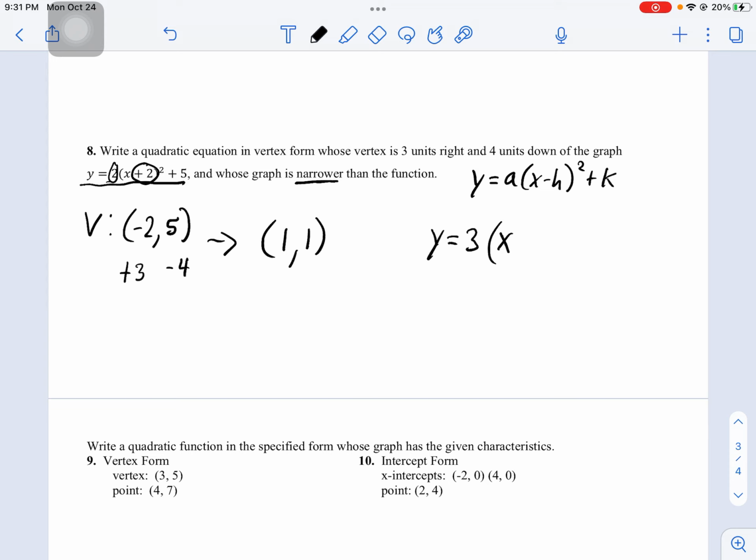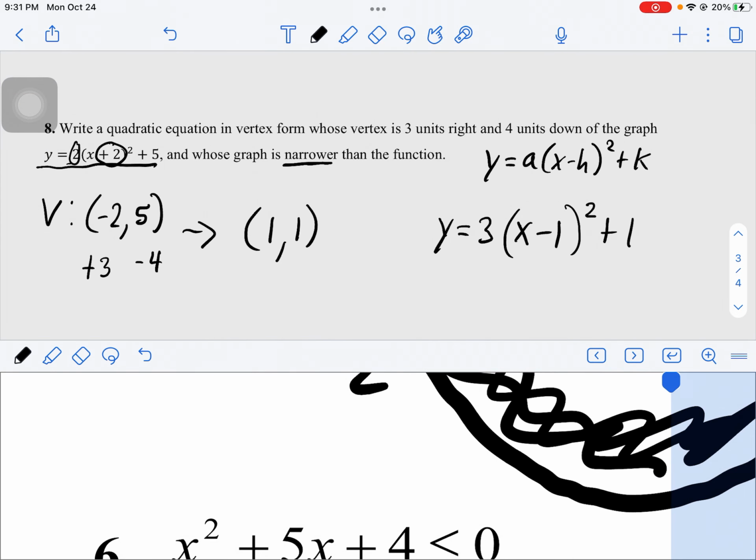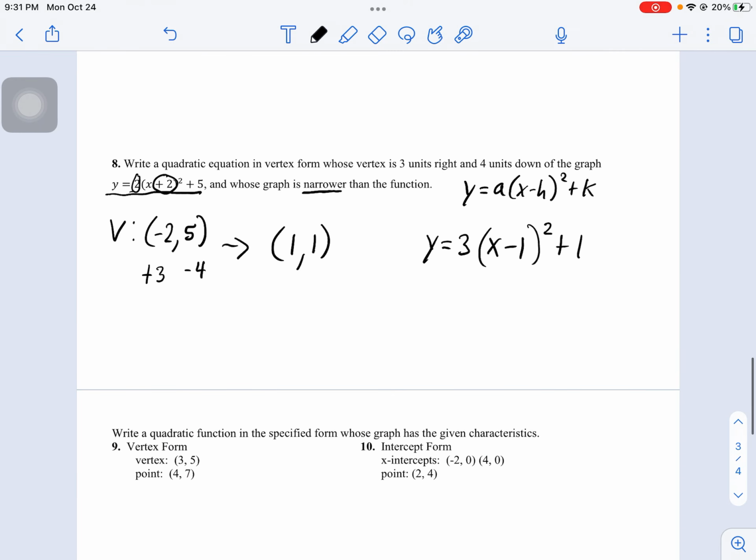And then I would have (x - 1), because remember, it's the opposite of your h value, squared plus 1. This is not the only equation that works. Remember, the vertex would have to be (1, 1), but our a value could be 4, 5, 6, anything that's technically going to make the function narrower. But I'll just do this as a simple example.